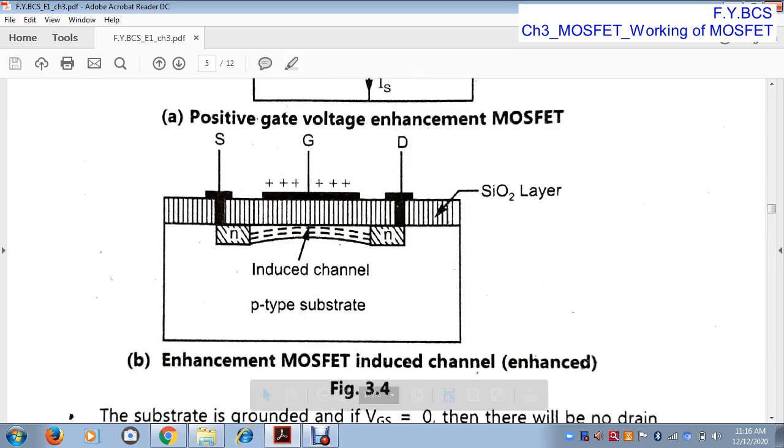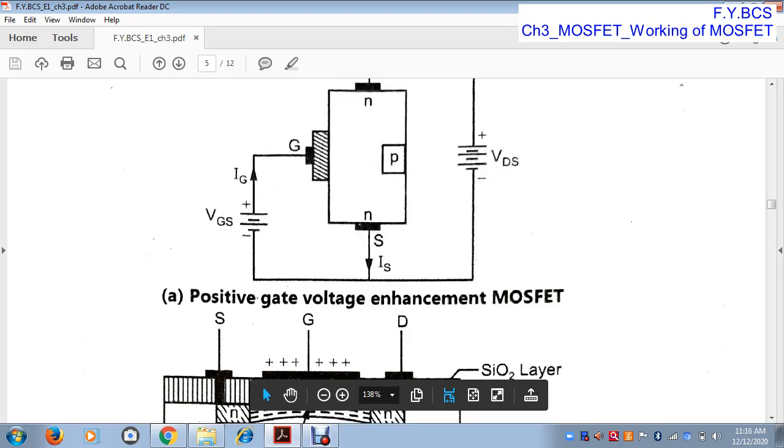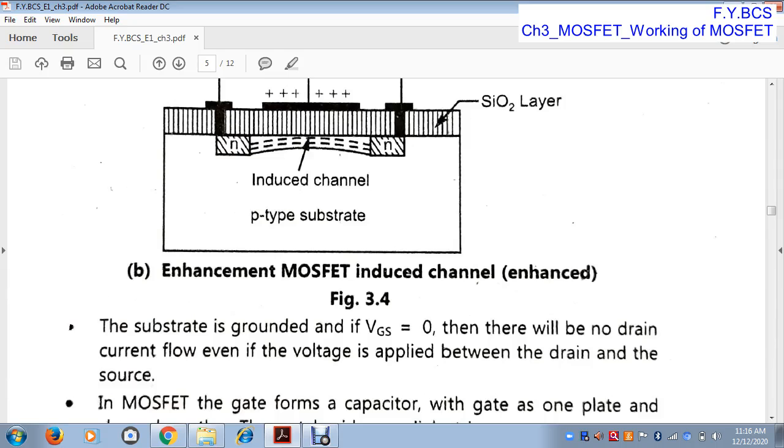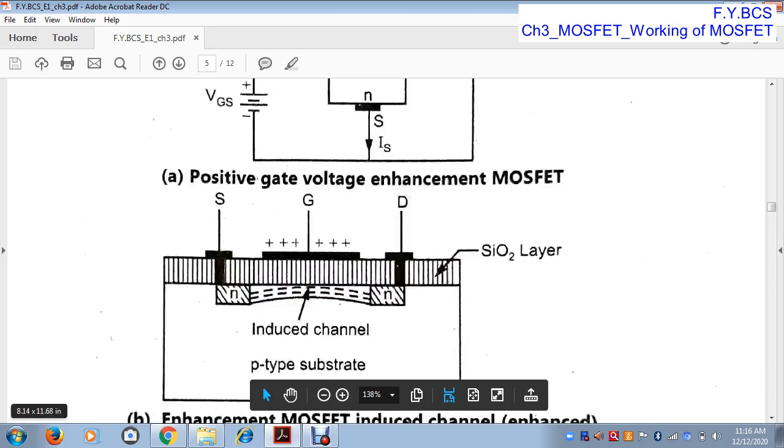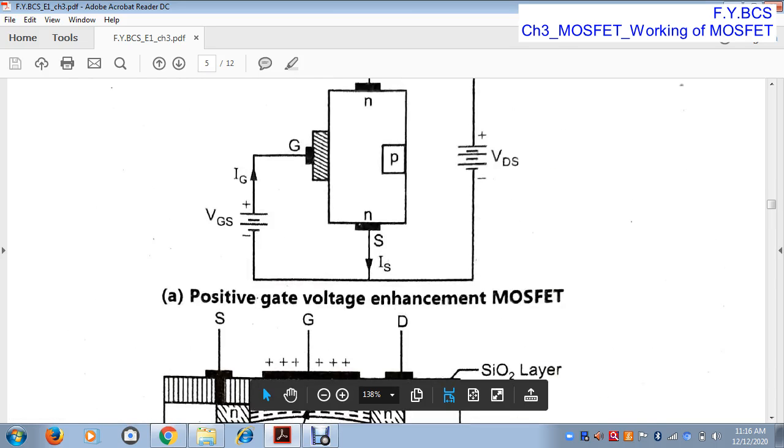So this is the enhancement MOSFET with an induced channel. Then how is the channel formed between source and drain? Here there is no connection between source and drain, so how is the channel formed? The substrate is grounded, and if VGS is 0, then there will be no drain current flow even if the voltage is applied between the drain and source, because the gate voltage is 0.